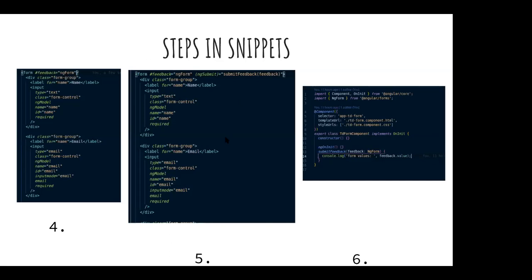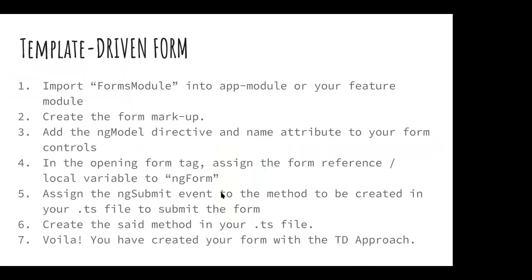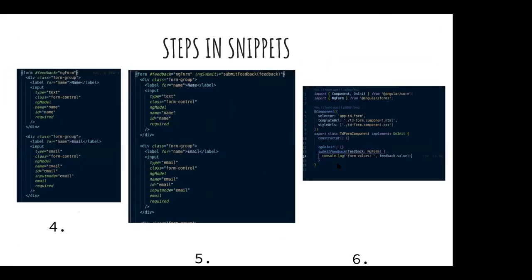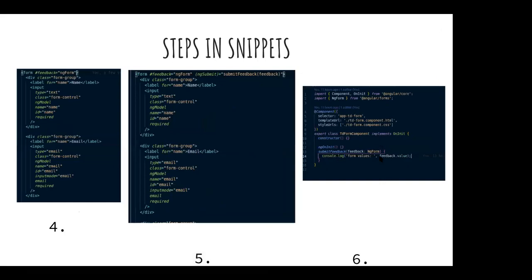Now the next thing for us is number 5. Number 5 says assign the ng submit event to the method to be created in your .ts file to submit the form. Right. What that means for us is we have a method that is to be created in the .ts file. If you go with me now to the number 6 snippet here, you see the submit feedback method that has been created for us in the .ts file, right? I created that method. That method now is just logging the values of our feedback form inside of the console.